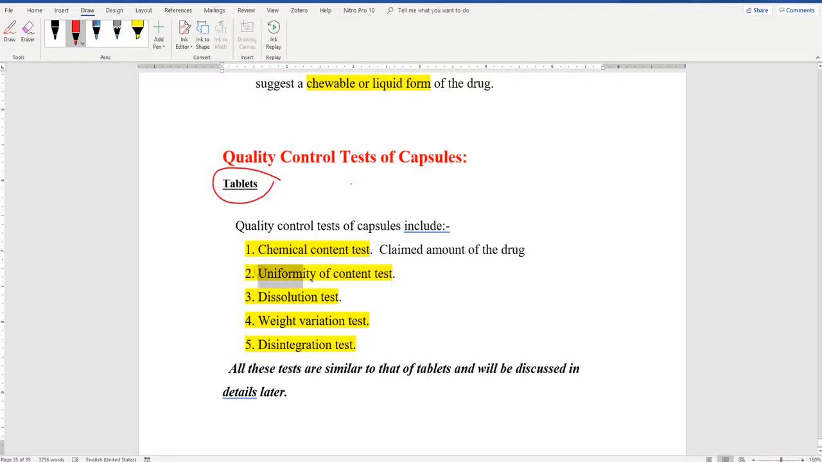Okay, the other test is the uniformity of content test. Here we take several capsules, we empty the contents together, and then we do the analysis. In the uniformity of content, what you are aiming at is that capsule 1, capsule 2, capsule 3, capsule 4, 5, 6, 7, 8, 9, 10, all of them have similar amounts.